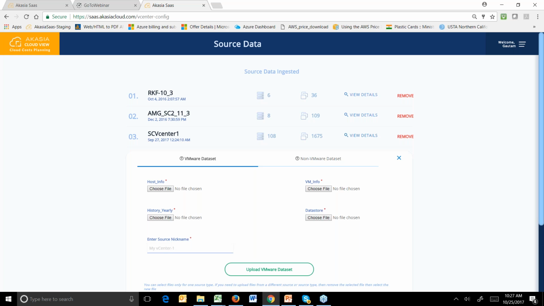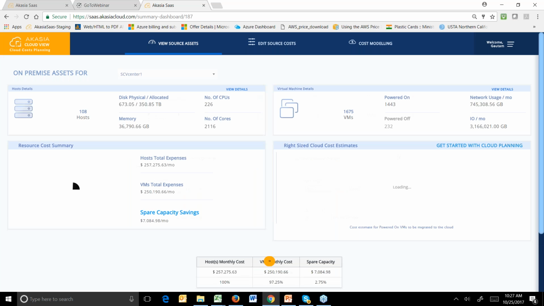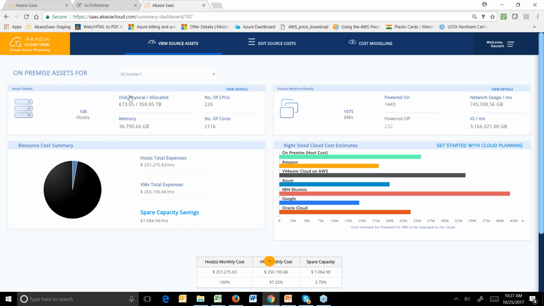something like this. So I'm going to use this particular one, which I've already collected over the past. And right off the bat, when I collect that, it's going to show me what I have already. So in this environment, I have 108 hosts, and I have some 673 terabytes of disk space, of which 350 has been allocated. This is the amount of memory totally available across. This is the number of CPUs, number of cores. And these are the virtual machines I have available. I have 1675, of which 232 are powered off.